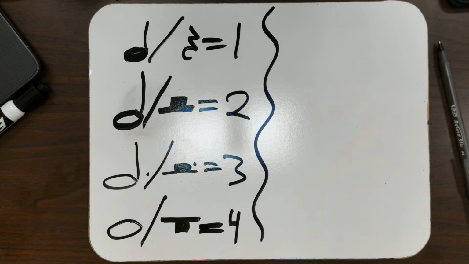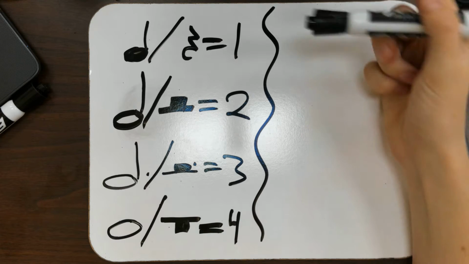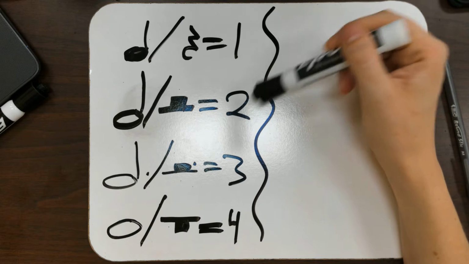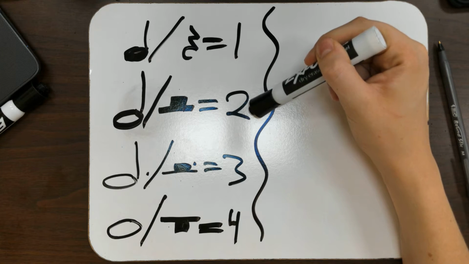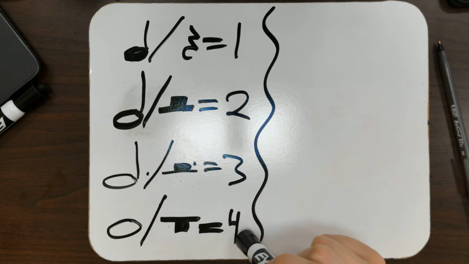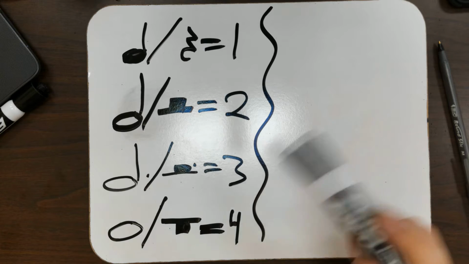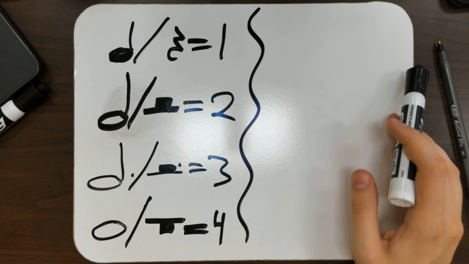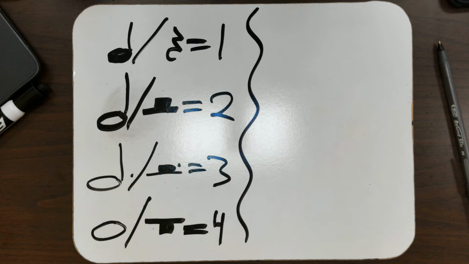Time to add in a new rhythm value. So far we have added a quarter note and rest worth 1 beat, a half note and rest worth 2 beats, a dotted half note and rest worth 3 beats, and a whole note and rest worth 4 beats. So it's finally time to add in something that's shorter than 1 beat.